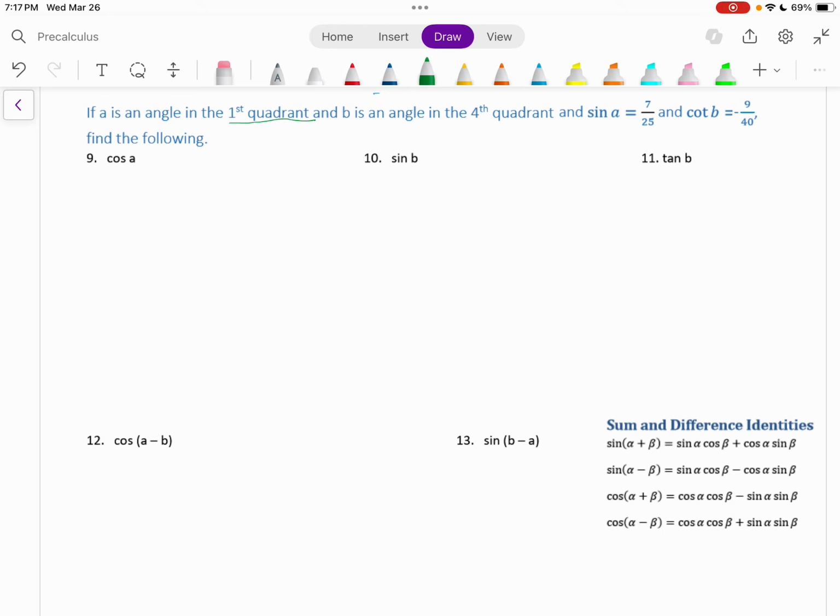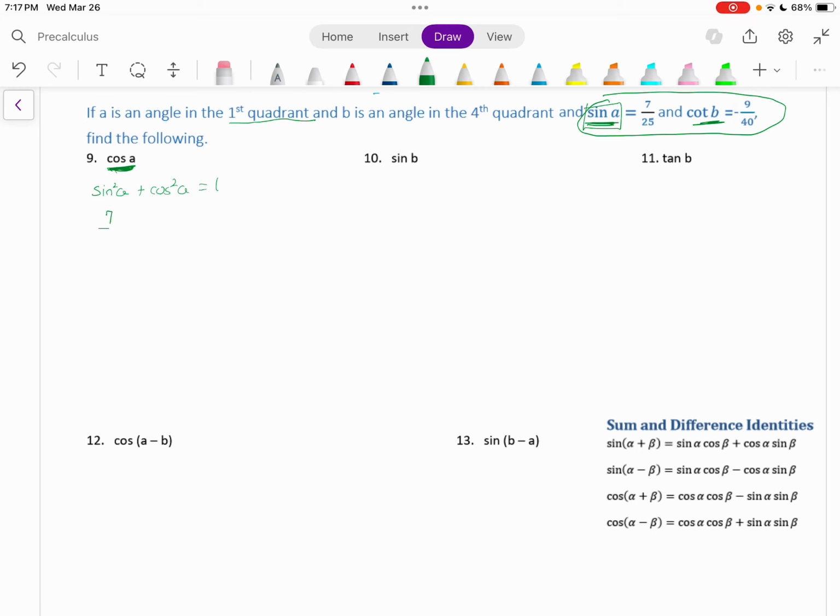Find the following. All right, so we want to find cosine of A. And so what we want to do is think, are there any relationships between cosine of A and either of these things that we know? Well, it's not going to be B because cosine A and B aren't related. So is there any relationship between cosine of A and sine of A? And we know that there's a Pythagorean identity. So we can say sine squared of A plus cosine squared of A is equal to 1. That's our Pythagorean identity.